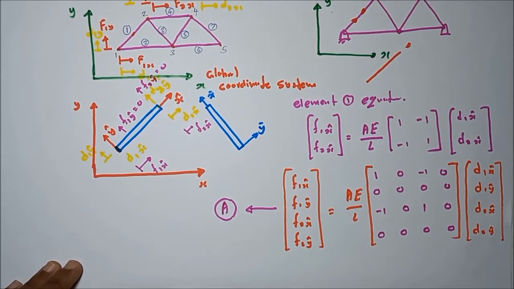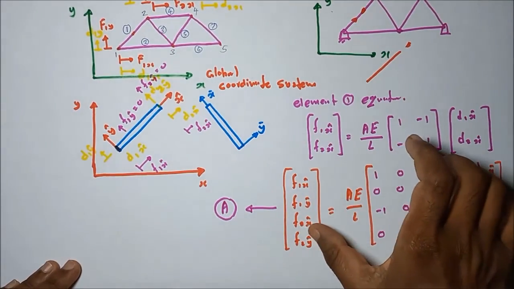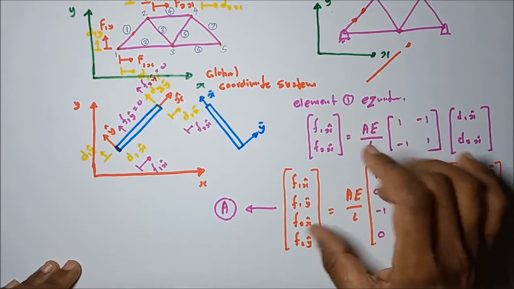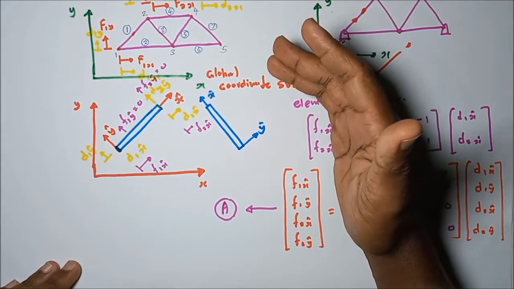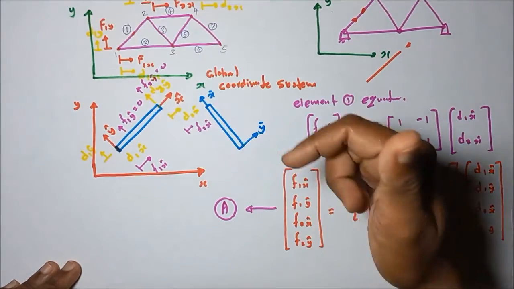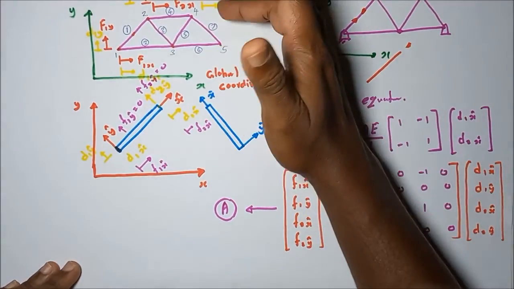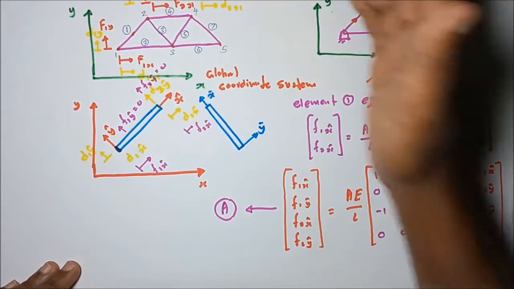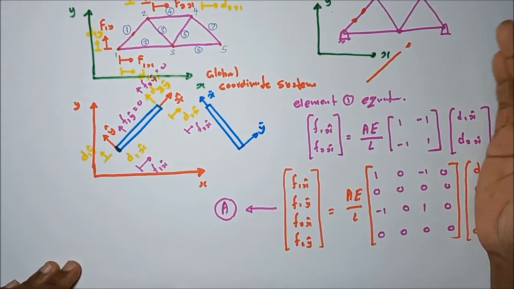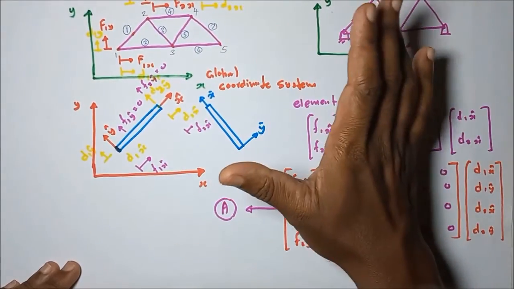Okay, then similarly we can obtain this local equation, that means the local element equation according to the assigned local coordinate systems. For each and every element according to the assigned local coordinate system, we can obtain this kind of equation. Here we are having 1 2 3 4 5 6 7 elements. We are having the 7 equations.